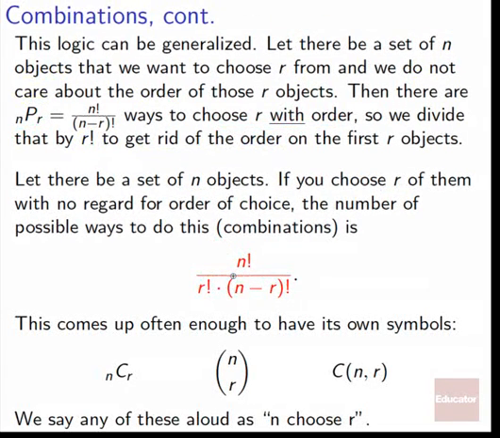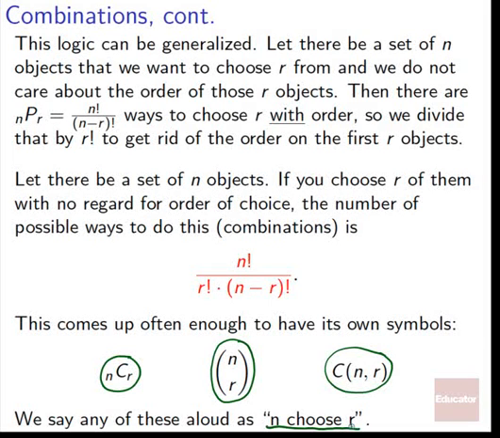This idea comes up often enough that it has its own symbols. It comes up even more than the permutations thing we talked about previously. So we have nCr, or n r like this, where we've got these large parentheses on the sides, and n is above r, or C of n, r. In any of these cases, we say any of these aloud as n choose r. So we've got a set of n objects and we are choosing r out of them, and choosing means we don't care about the order we pull out.